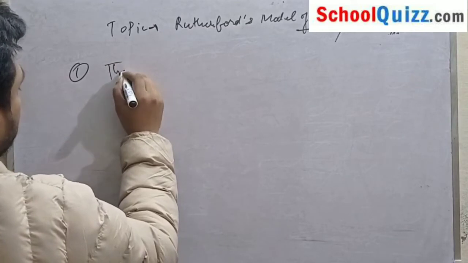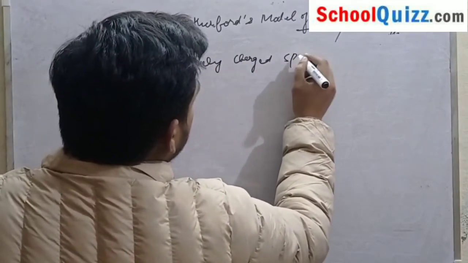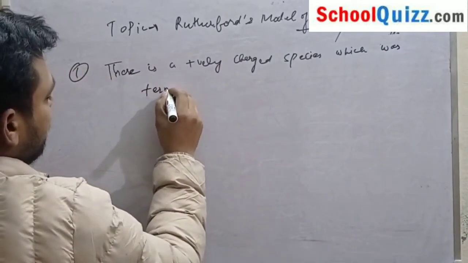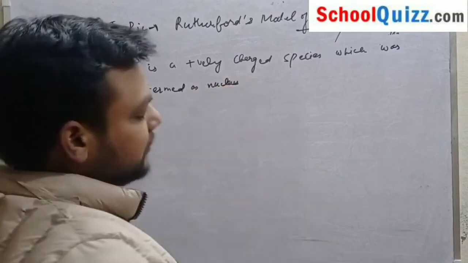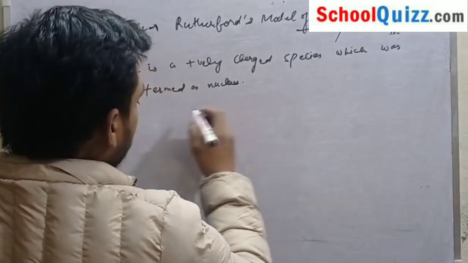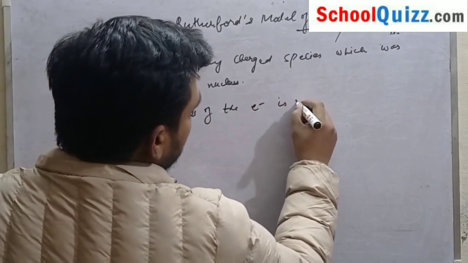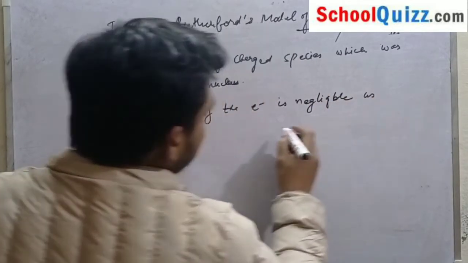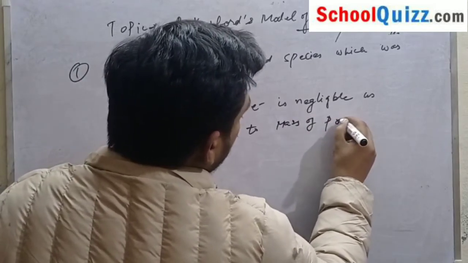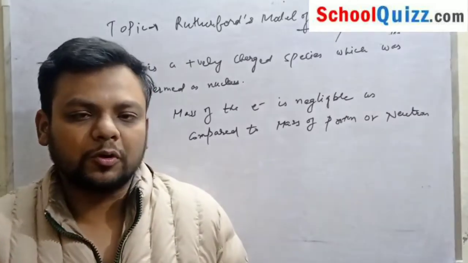So the first point is there is a positively charged species which was termed as nucleus. As we know, one more thing, mass of the electron is negligible as compared to mass of proton or mass of neutron.